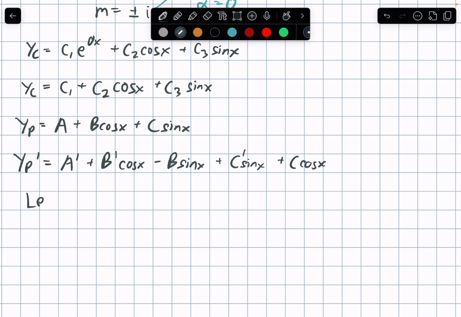At this point, you let everything that is prime here, so a prime, b prime cosine x, and c prime sine x, equate them all to 0. So what you have left for y prime is just negative b sine x plus c cosine x.